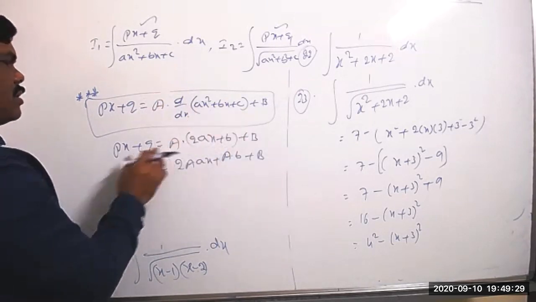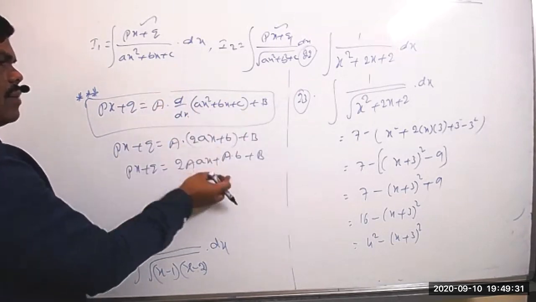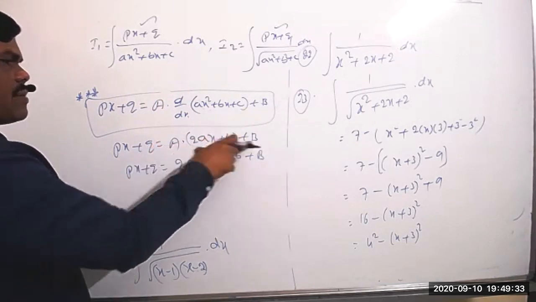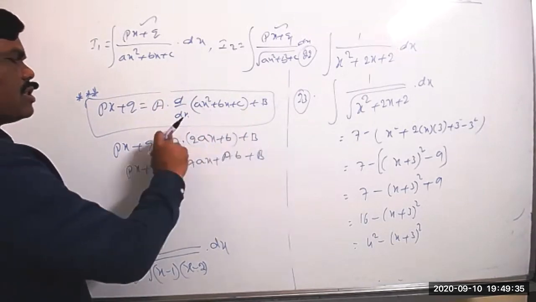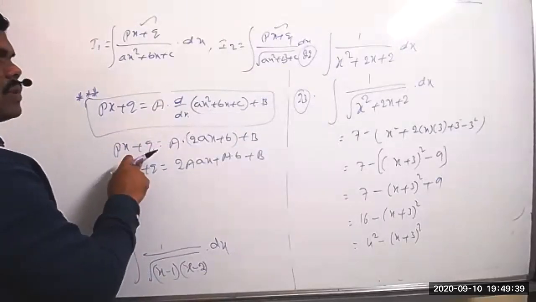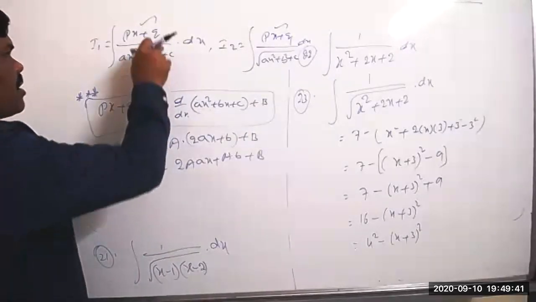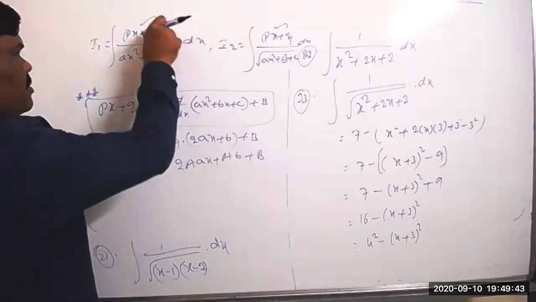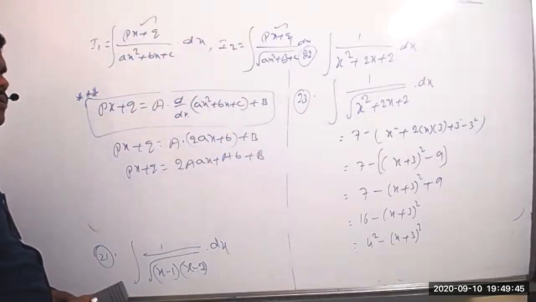Understood? That means we are differentiating, we got this one. In place of A and in place of B we can substitute there. That means this complete value must be equal to the px plus q. So in place of px plus q, this one I can substitute there. Then I can do the integration.